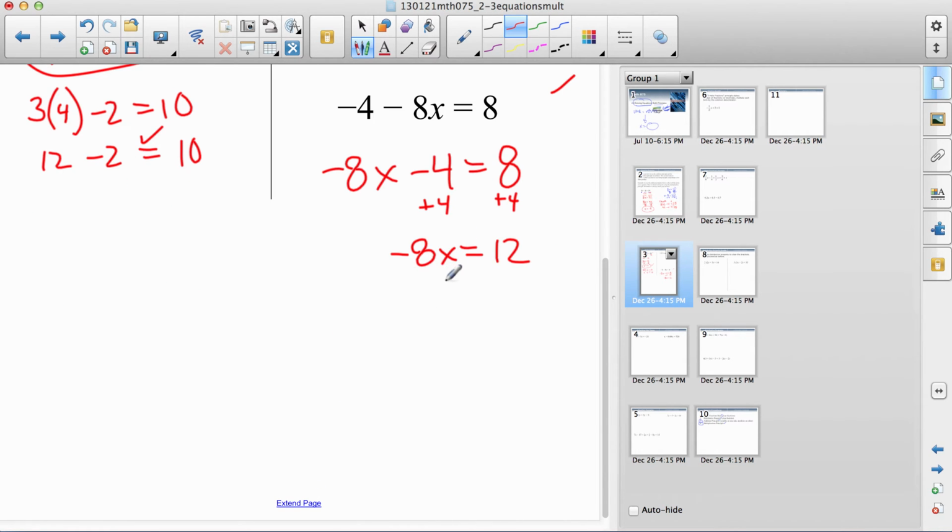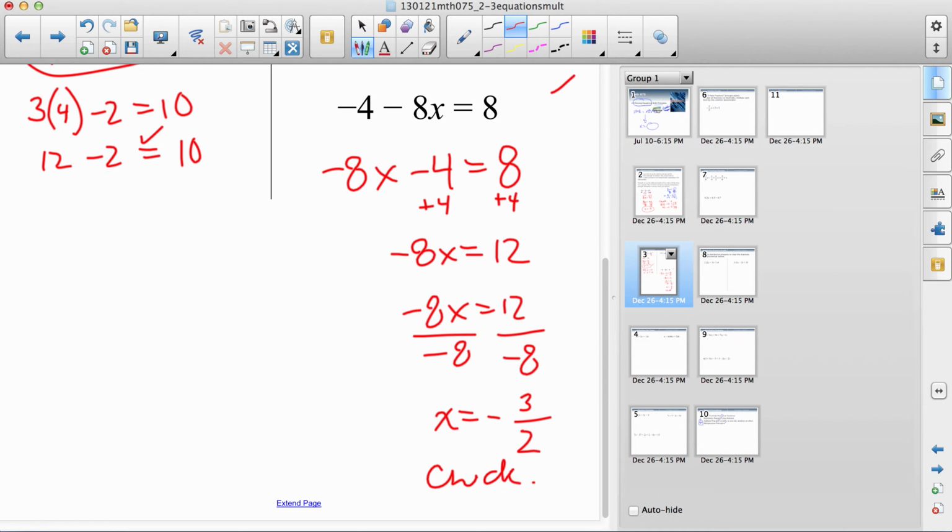Okay, now I'll divide both sides. So I have negative 8x equals 12. I'll divide this side by negative 8, divide this one by negative 8. This side, factors of 1, the minuses cancel, so I have an x. And on this side, I have 12 over negative 8, which is negative. If you divide 4 into both of those, I think you get 3 over 2. So that would be the correct answer.